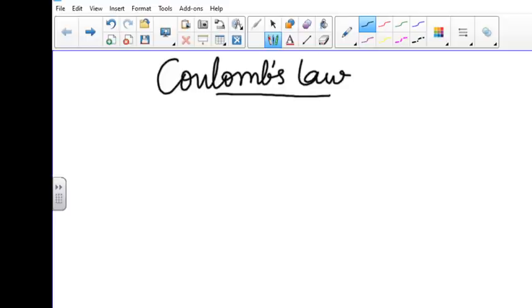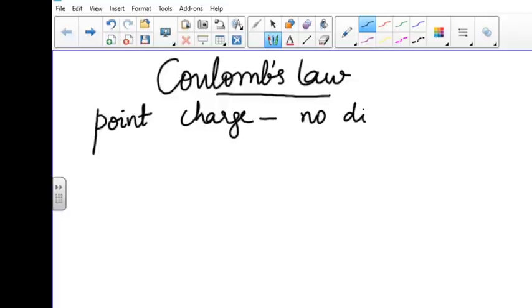What is a point charge actually? A point charge is one which has no dimensions. Dimensions means it has no height or length or radius like that.